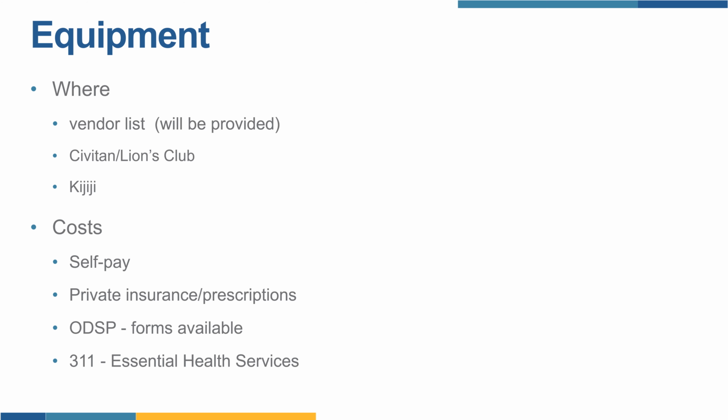If you are on ODSP, they will pay for the equipment. If you feel you are going to have difficulty paying for this equipment, call the City of Ottawa at 311 and ask for essential health services.